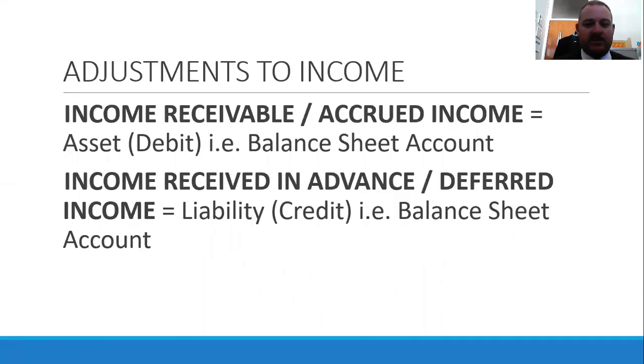With regards to income adjustments, guys, we're either going to be adding to the income in that financial year, which is those 12 months, or we'll be deducting from that income because we received too much. So the two new accounts involved are income receivable, that's adding, which is accrued income, and that's an asset, and assets increase on the debit side. And then we have income received in advance, often referred to as deferred income. That's a liability. So if that account needs to be increased, we'll be crediting that account.